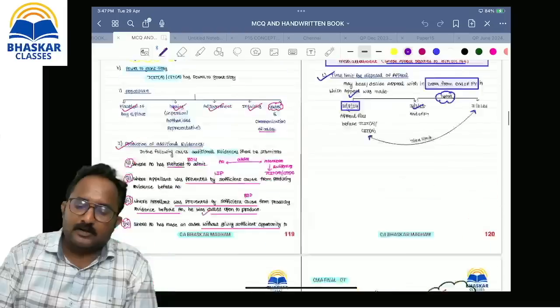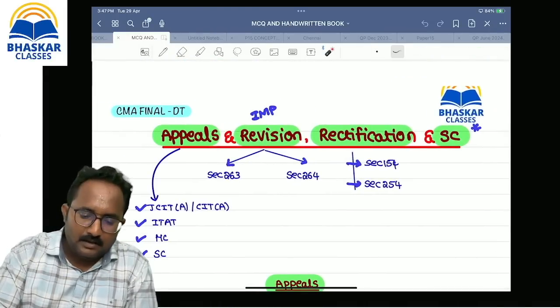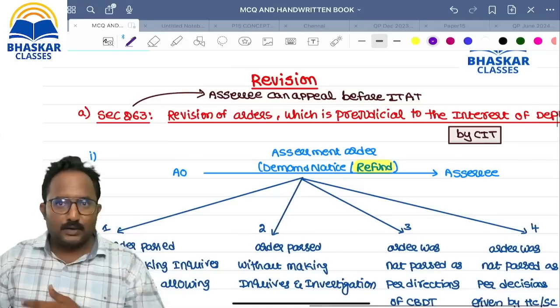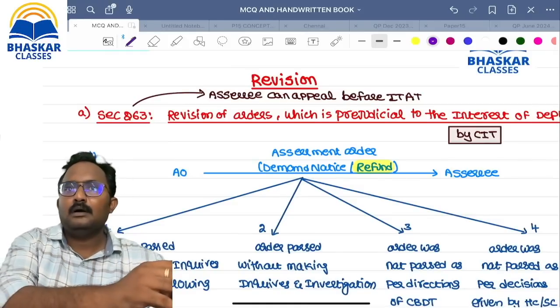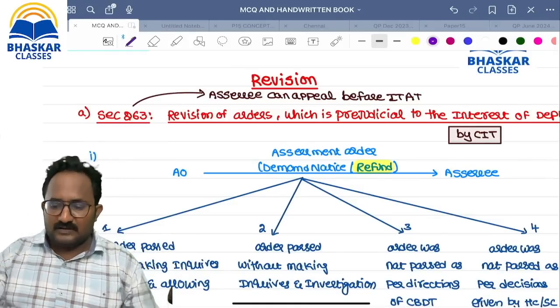Yes. After the break, we can continue with what, ma'am? Revision. Rectification and settlement commission are already done. These two concepts we can discuss after the break. Yes, without any delay, we can start the discussion relating to revision under sections 263 and 264. Mostly we get the questions from 263 and 264.